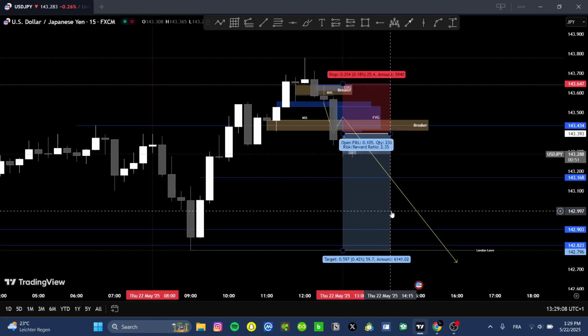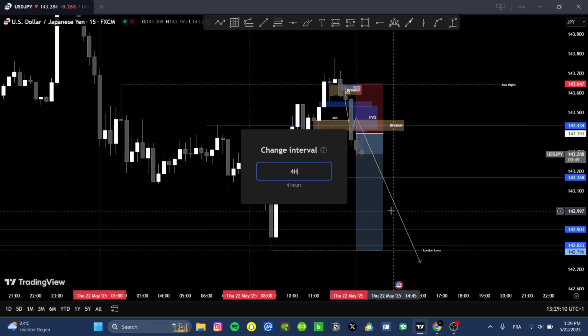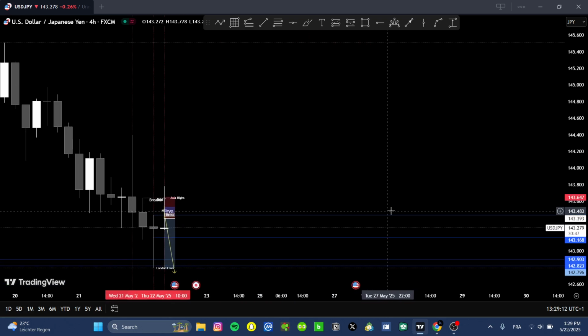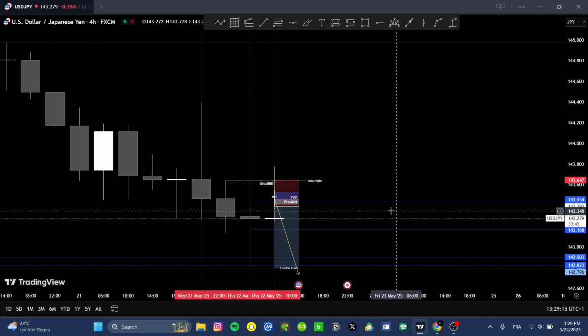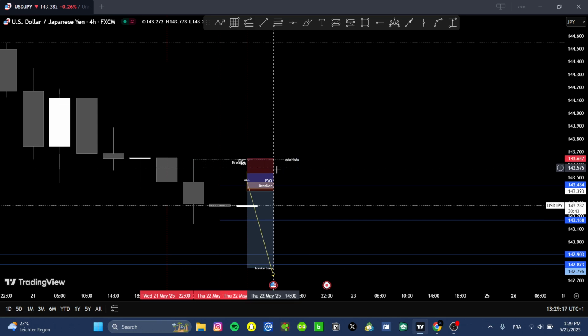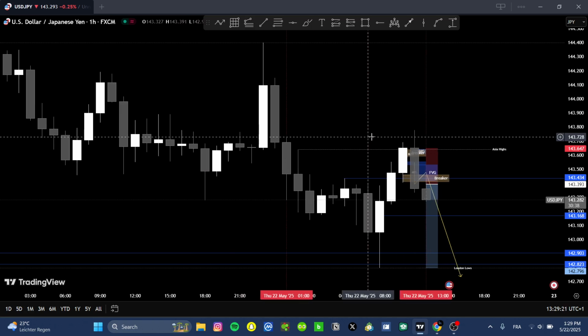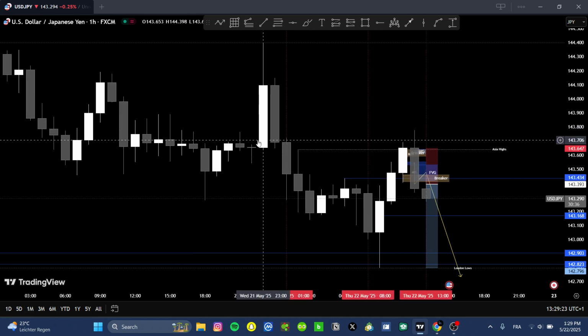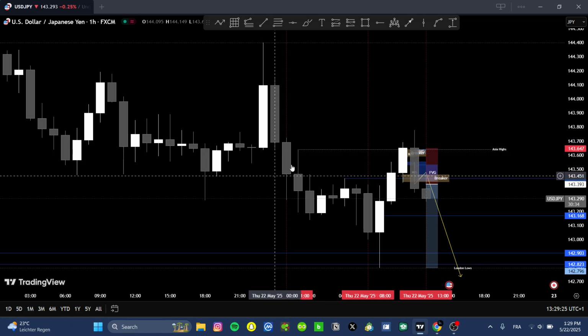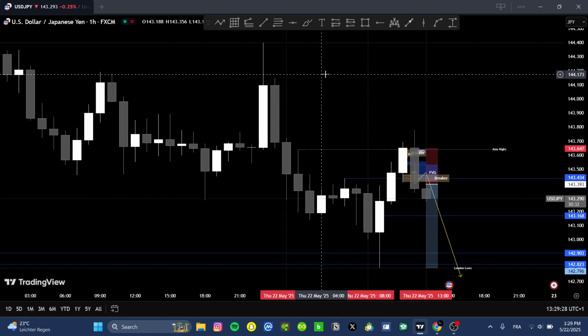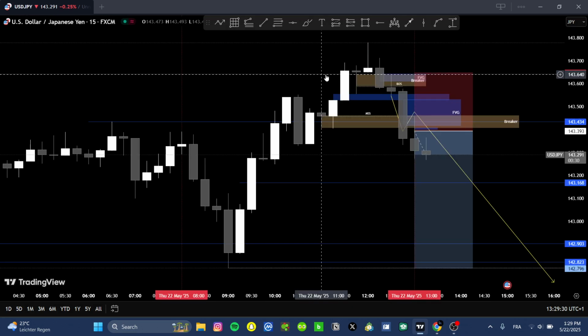If we go to the 15-minute now, hold on. Right when London session opened, we came up and took out the Asian session highs. For me, that's a 4-hour liquidity sweep. Also on the hourly, it looks like we have a liquidity sweep aligned with the bearish breaker block and the sweep of liquidity also on the hourly time frame.